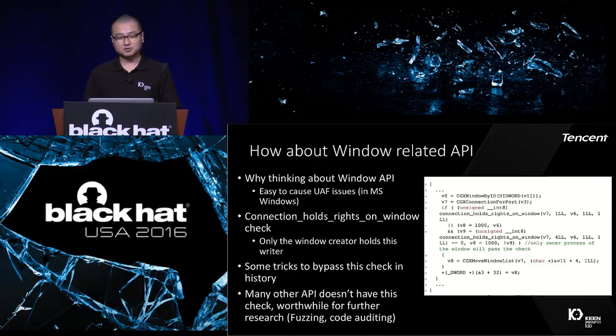But when we performed the code audit, we found that many of them have a check like connection holds right on window. This check only allows the window creator or the window owner to hold this permission. If you are not, then you are blocked by this check. In history, I think there were many tricks to bypass this check, but now it's harder. Another thought is that many other window-related APIs don't have that check, so it is very worthwhile for further code auditing or fuzzing to find a more interesting bug.